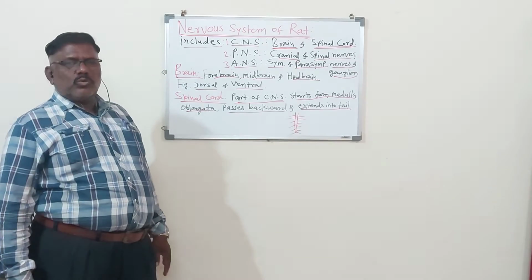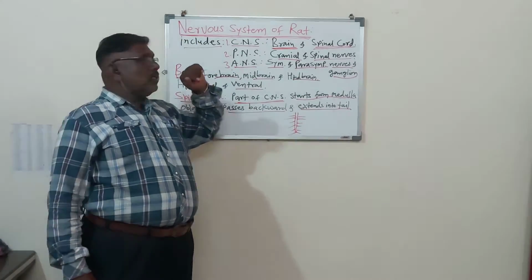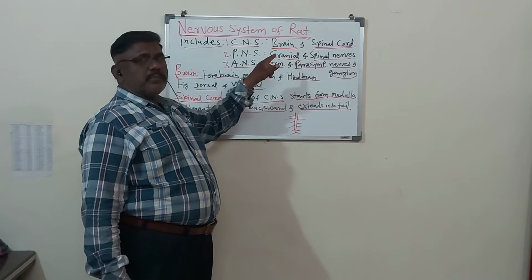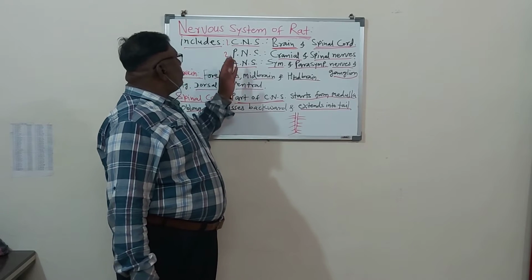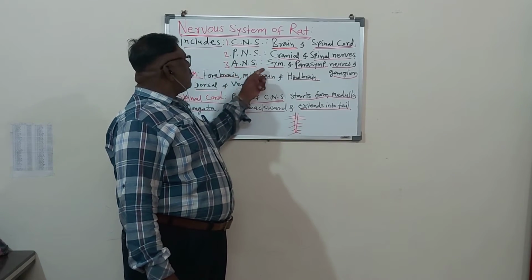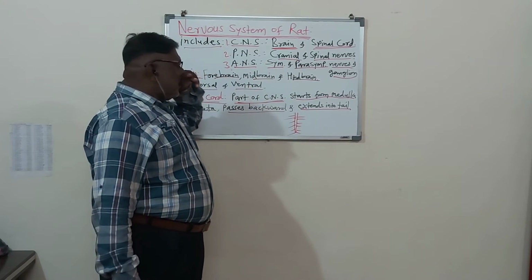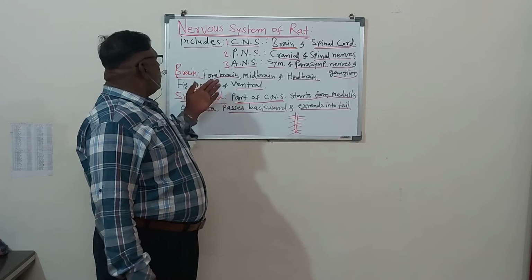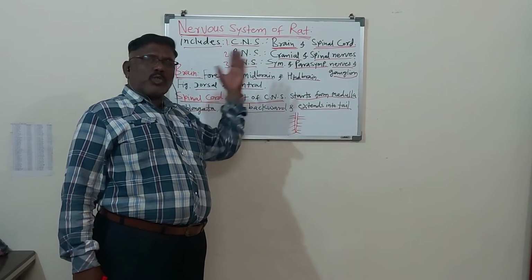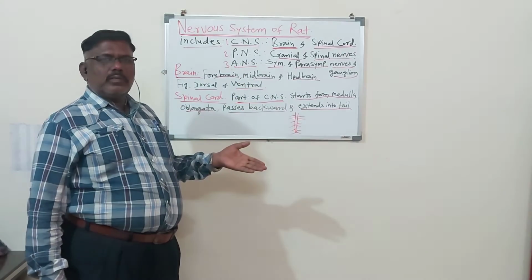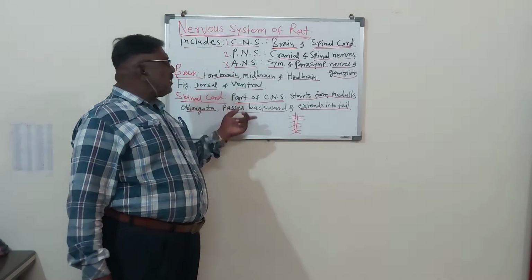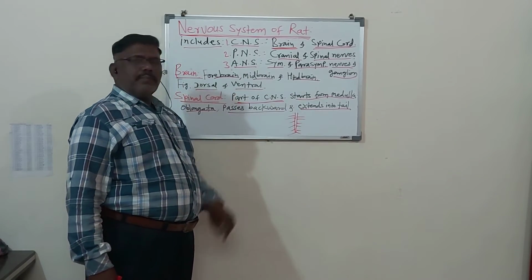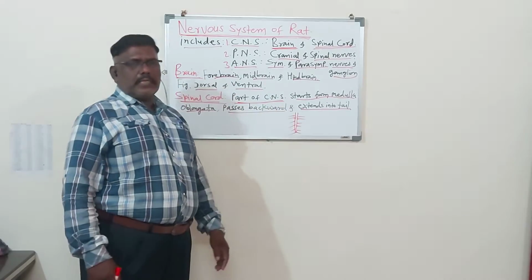So in today's period we have studied the nervous system. The nervous system includes the central nervous system, peripheral nervous system and autonomic nervous system. The central nervous system further includes brain and spinal cord. The peripheral nervous system includes cranial and spinal nerves, and the autonomic nervous system includes sympathetic and parasympathetic nerves. In your syllabus, the brain and spinal cord are given for detailed study. We have studied the brain divided into forebrain, midbrain and hindbrain, prosencephalon, mesencephalon and rhombencephalon, having different parts. Then the spinal cord, part of the central nervous system, starts from the medulla oblongata and passes backwards and extends into the tail.